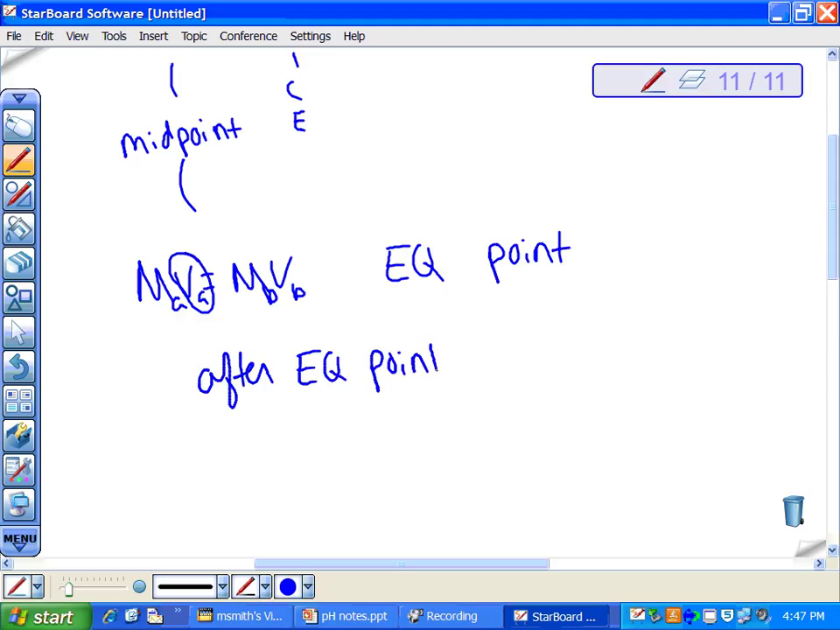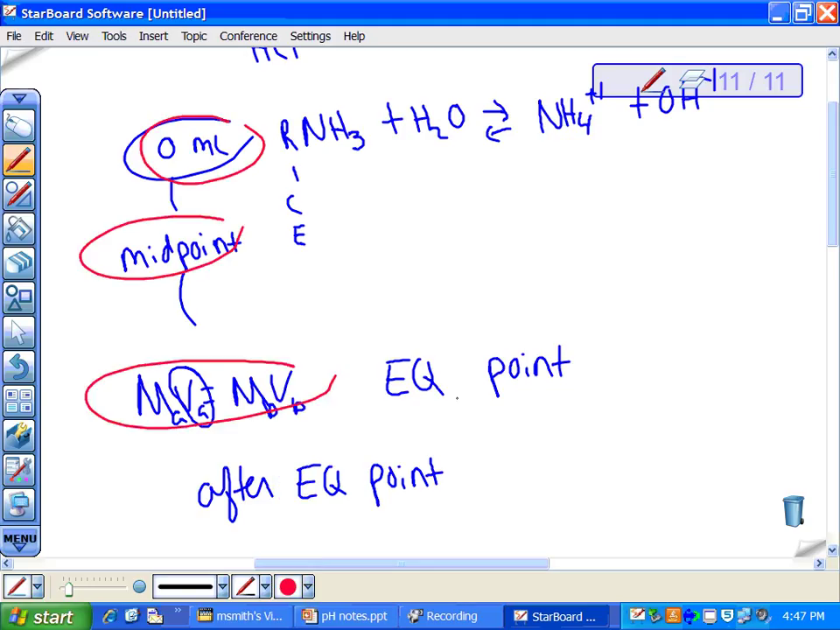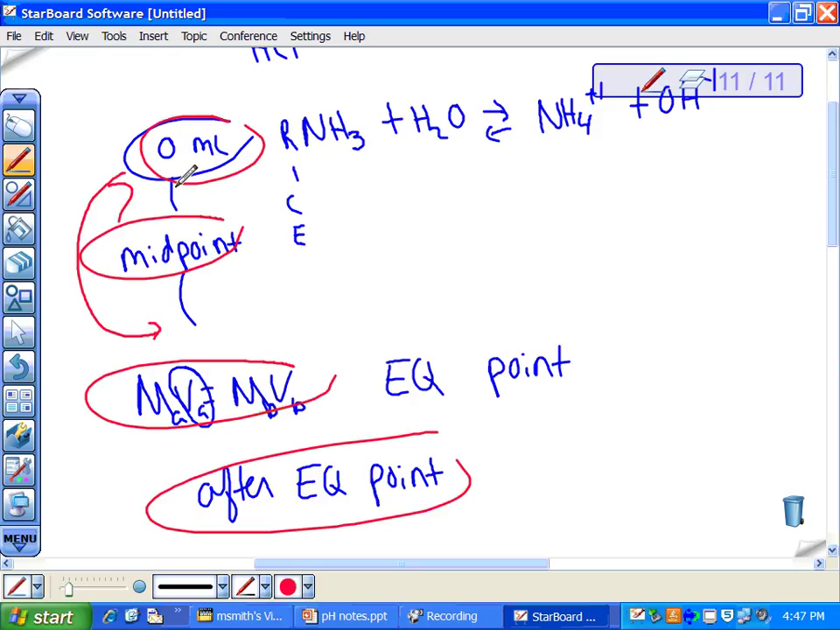So I'd like at least 6 points on your graph for letter D. So 0 is one of them. Let me put it in red. 0 is 1, midpoint's 1, equivalence point's 1, after the equivalence point, and 1 point in between. I don't care either up there or down there, but in between 0 and the equivalence point, but not the midpoint, so I want that one to be included. So 5 points total for that one.